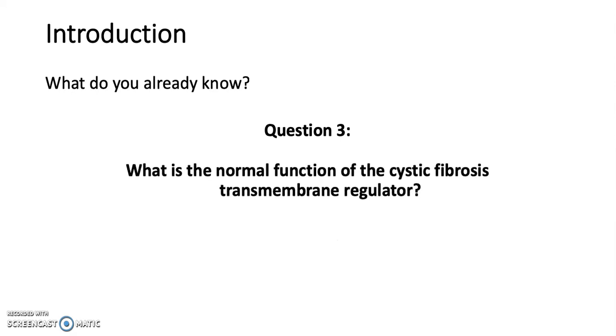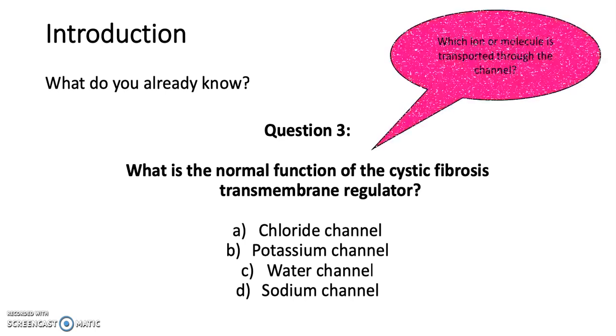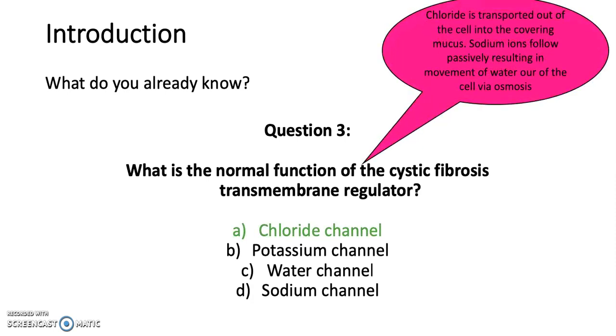What is the normal function of the cystic fibrosis transmembrane regulator? A is a chloride channel, B potassium channel, C water channel, or D sodium channel. Which ion or molecule is transported through the channel? The answer is A, a chloride channel. Chloride is transported out of the cell into the covering mucus. Sodium ions follow passively, resulting in movement of water out of the cell via osmosis.